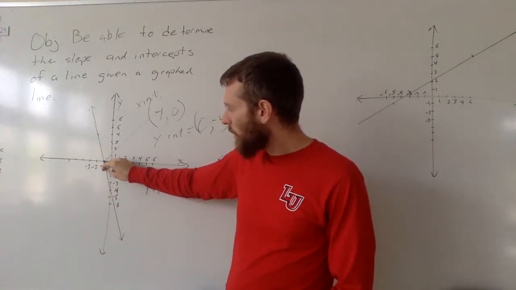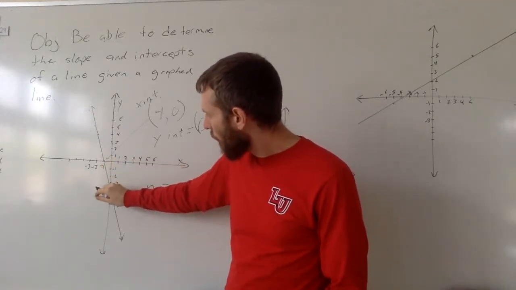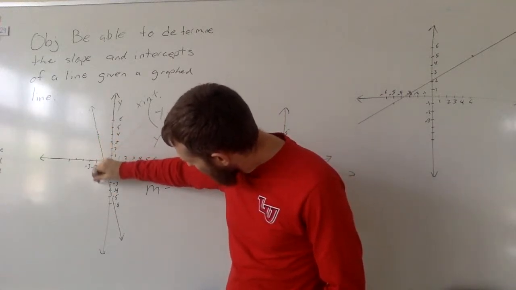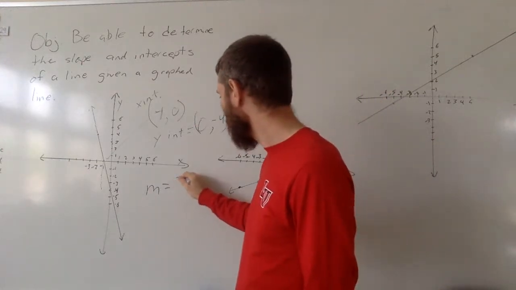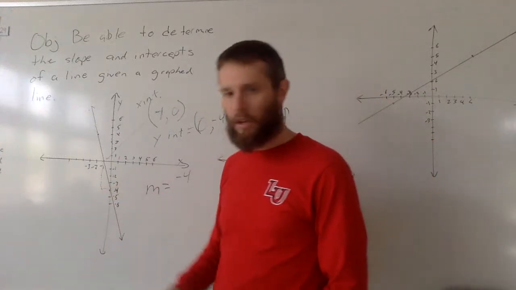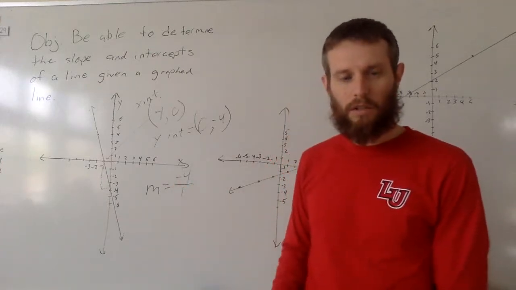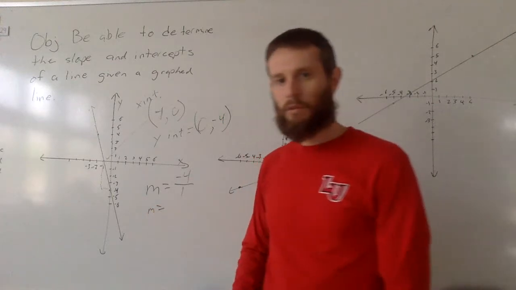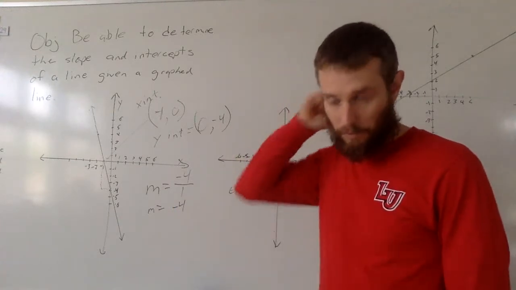So rise over run, to get from this point to this point, I need to go down 1, 2, 3, 4. Okay, I went down 4. So down is going to be negative. I'm moving in the negative direction, down 4. Then I'm going to move right 1 to get to that second point. And right is a positive direction, so my slope is -4 over 1. And of course, if it's over 1, we don't usually write over 1, so my slope is just -4.